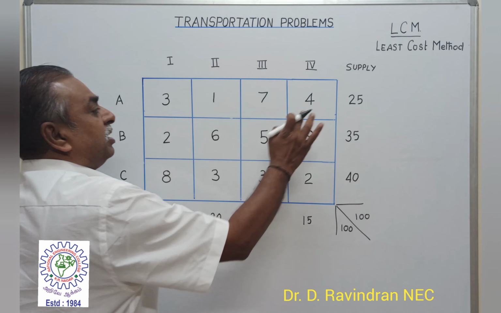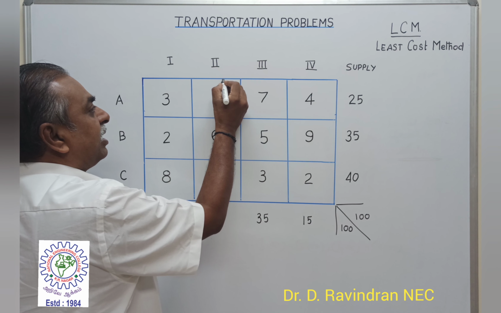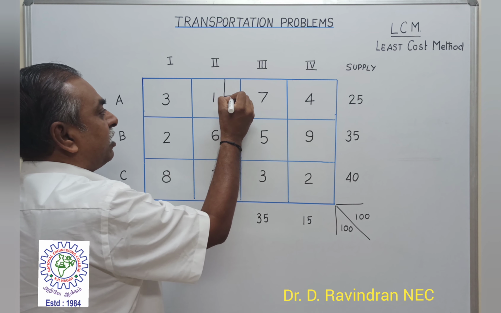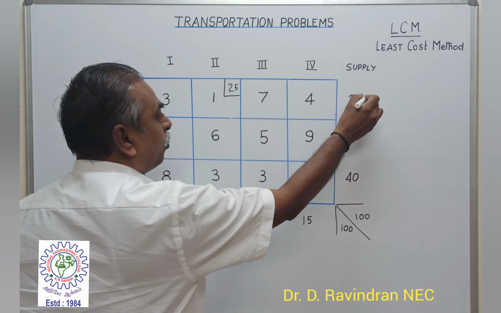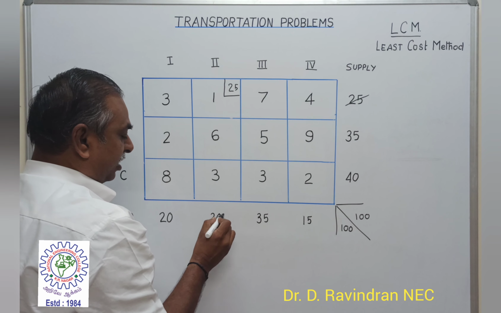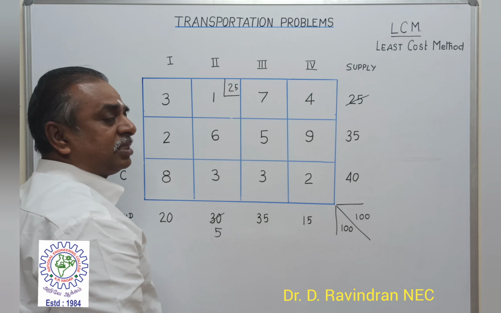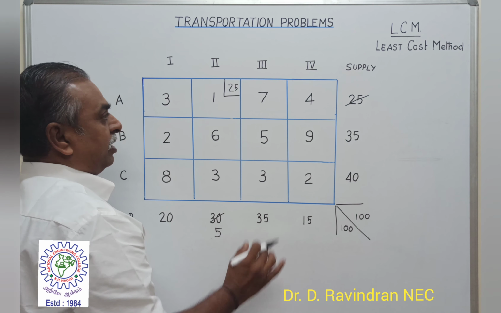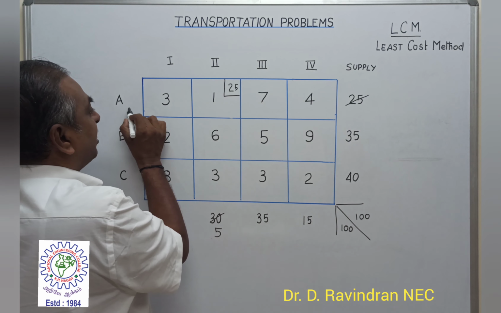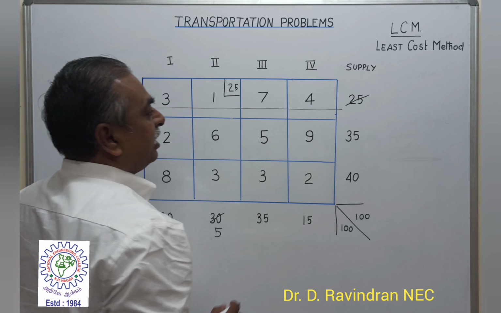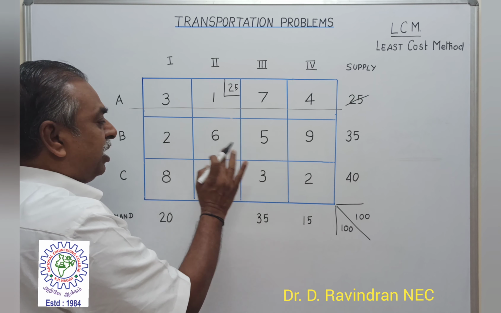Here we allocate the minimum value so that the demand and supply will be met. We can allocate 25 units since 25 is the minimum, so the supply is completely exhausted. A balance of 5 units is required by the second center. Now since the supply is satisfied, we can strike off this row. Next we come to the other elements, and find the minimum element.